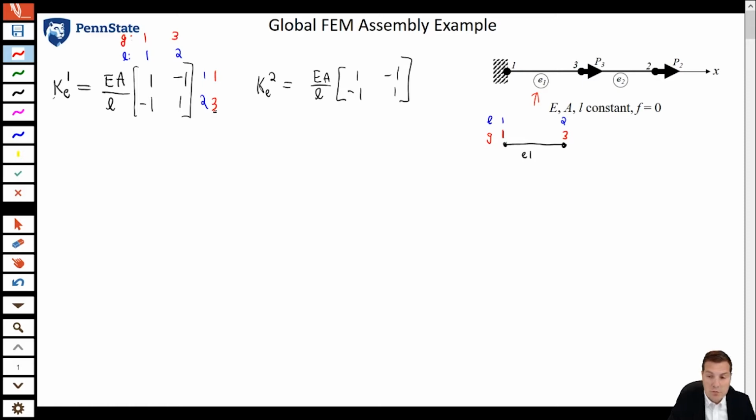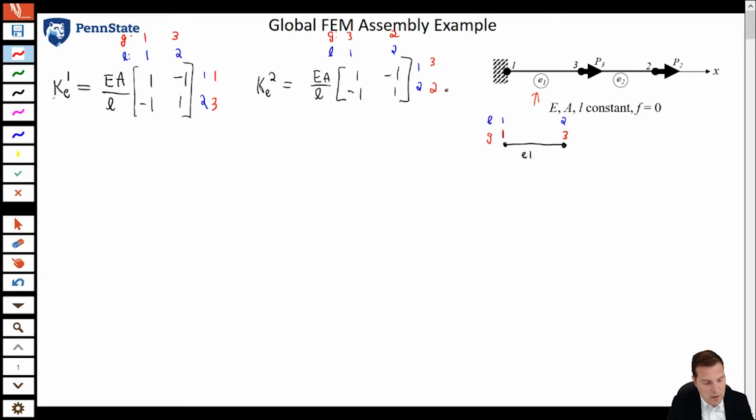These are going to be used when we fill in our global stiffness matrix. Let's do that really quick for element 2. So there, we're going to have 3 and 2. So we'll have our local numbering, which will be 1 and 2. Global is going to be 3 and 2. Again, these are used to fill in our global matrices.